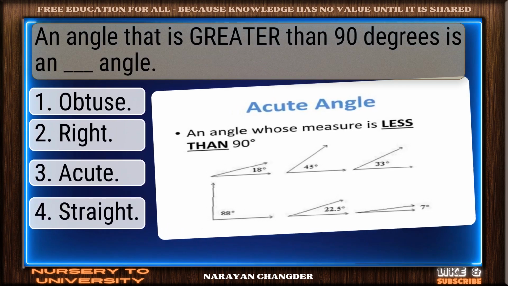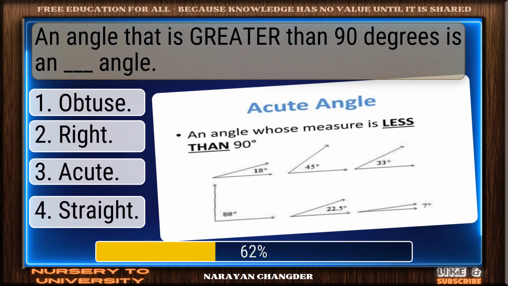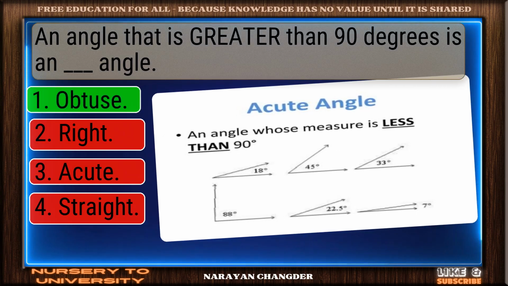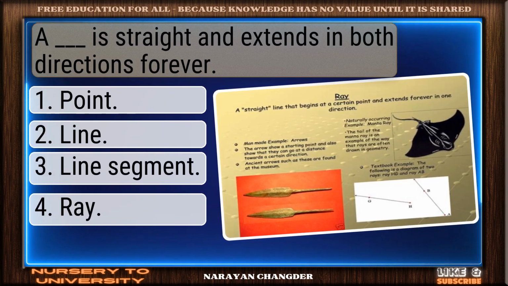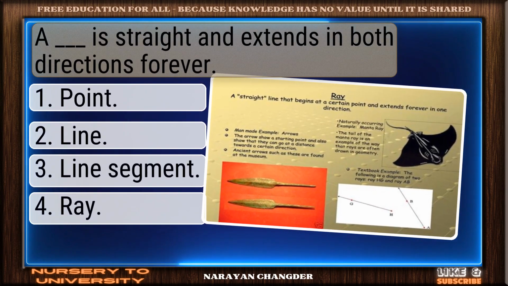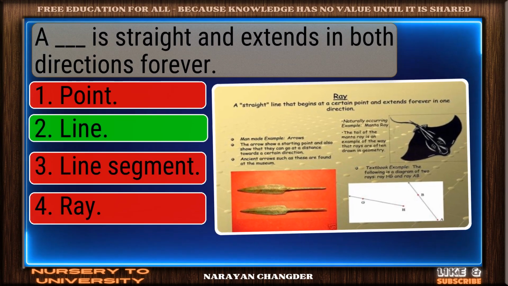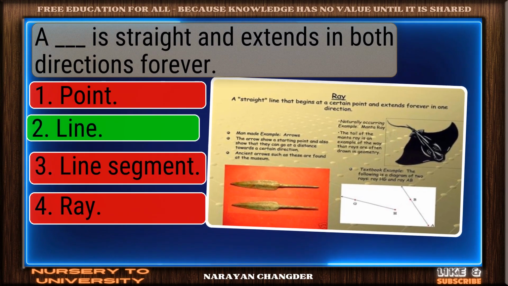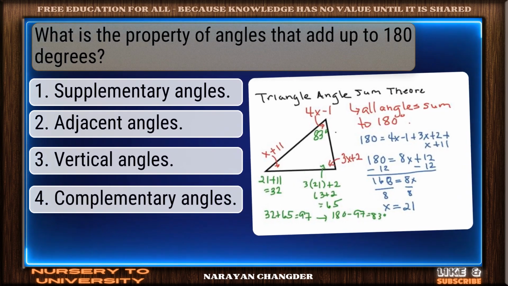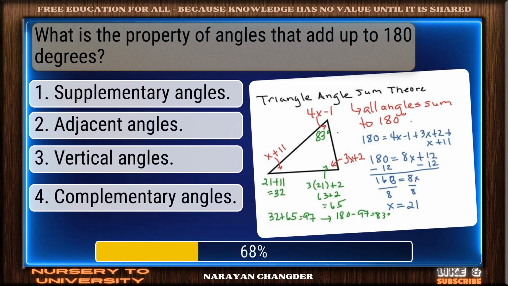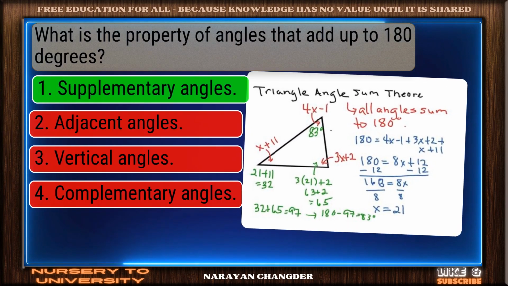Question number 133. An angle that is greater than 90 degrees is a blank angle. Nice selection. Obtuse is the correct and valid answer. Question number 134. A blank is straight and extends in both directions forever. On track. Line is the correct answer. Question number 135. What is the property of angles that add up to 180 degrees? Great job. Supplementary angles is the accurate answer.